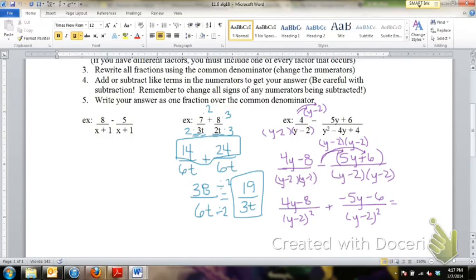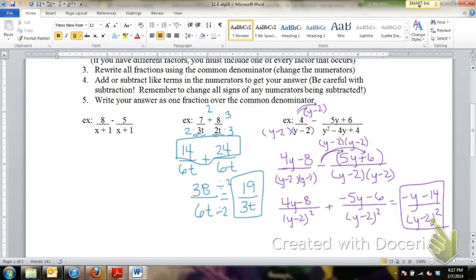Okay. Now I can combine my like terms in the top. 4y and negative 5y leaves me with a negative y. Negative 8 and negative 6 gives me negative 14 over y minus 2 squared. And that's it. It's not pretty. It's not great, but it is combined with a common denominator.